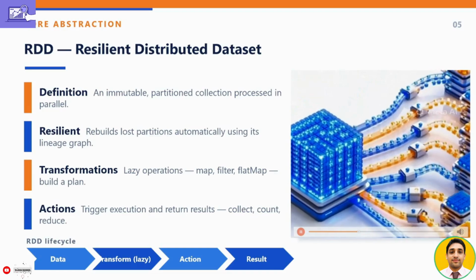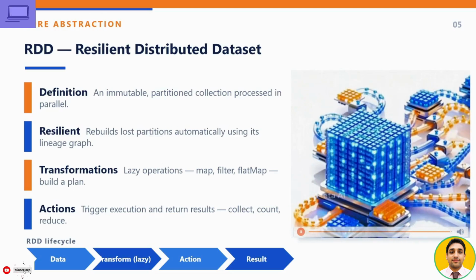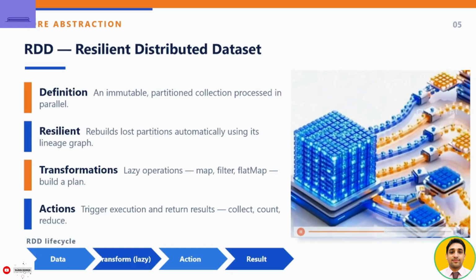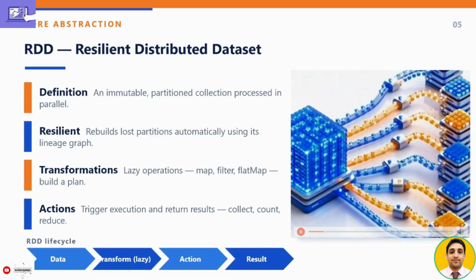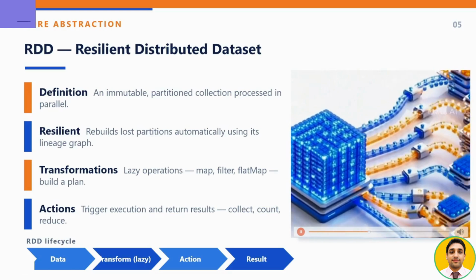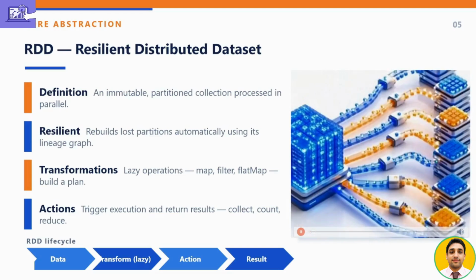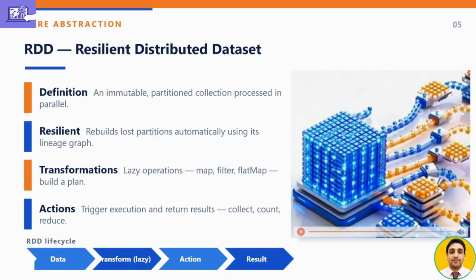These are lazy operations, meaning they don't execute immediately. Instead, they simply build up a plan of what needs to happen. The second type is actions like collect, count, and reduce. These are what actually trigger execution and return real results to you.